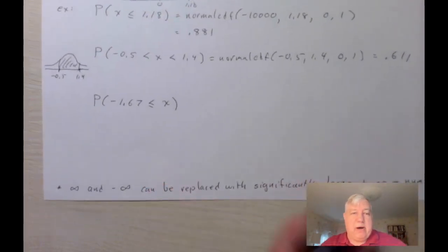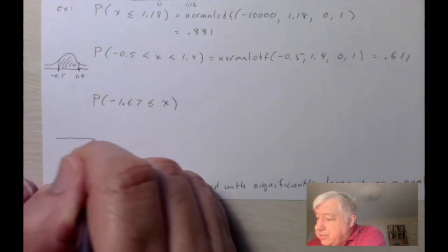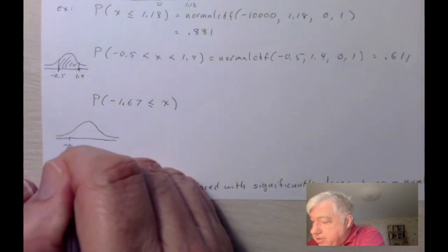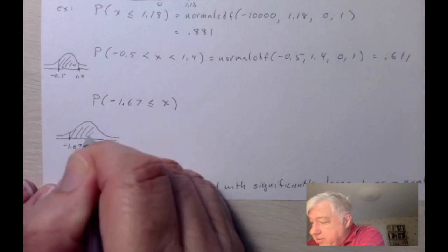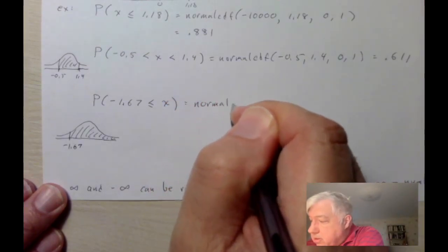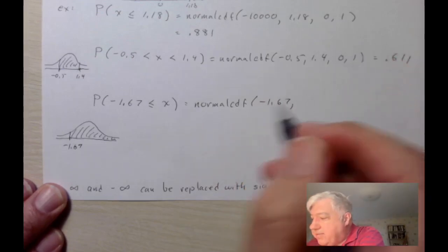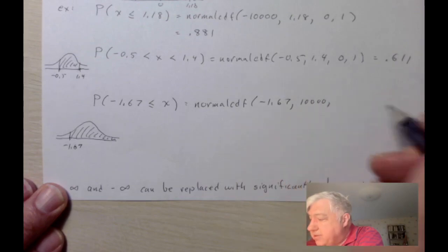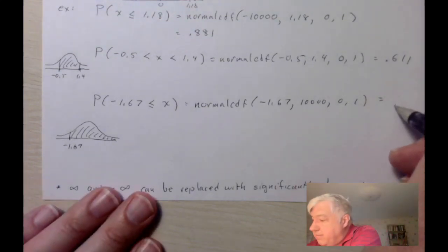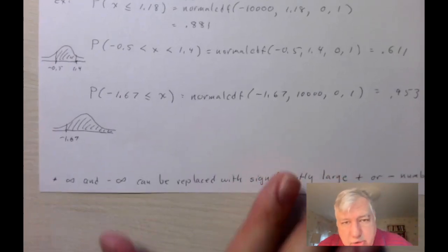And then if we want to find the probability that x is greater than or equal to negative 1.67, here's negative 1.67, and we're talking about this region right here. So this would be normal CDF of negative 1.67, positive infinity, which we can take as just positive 10,000, and then 0, 1, and this turns out to be 0.953.